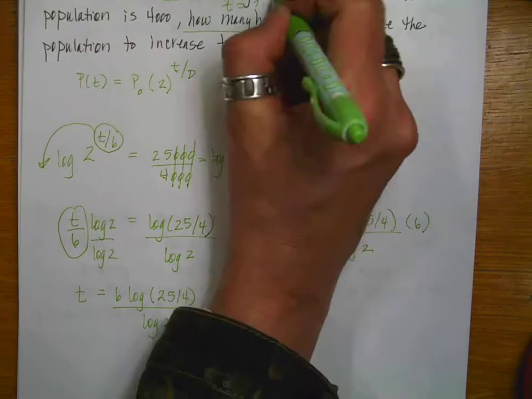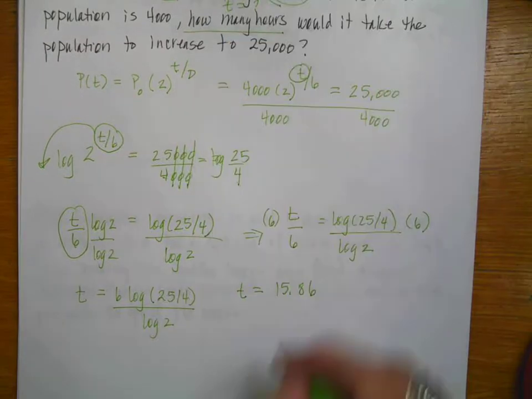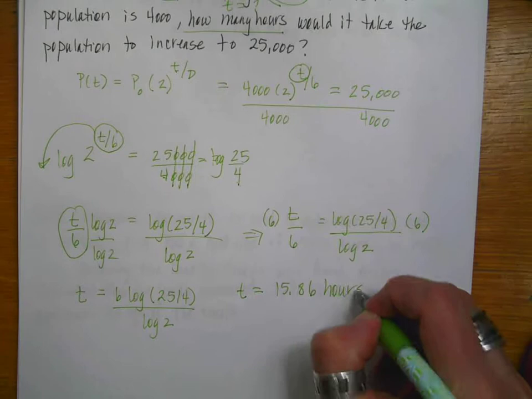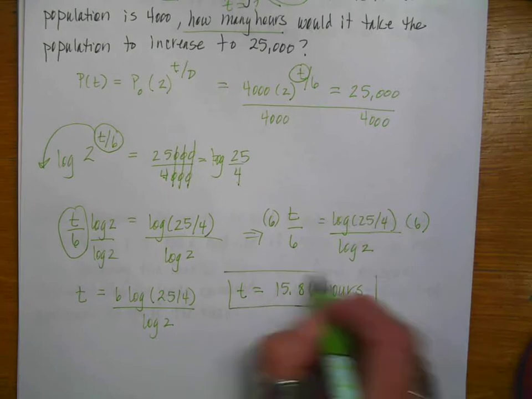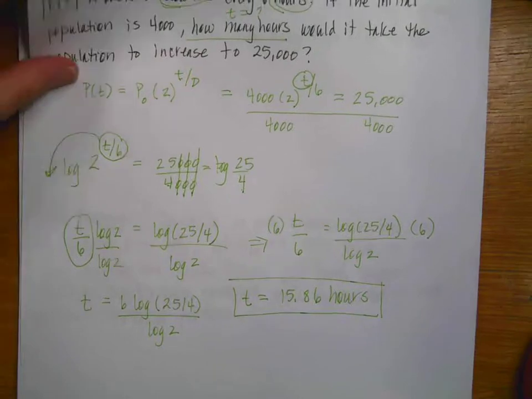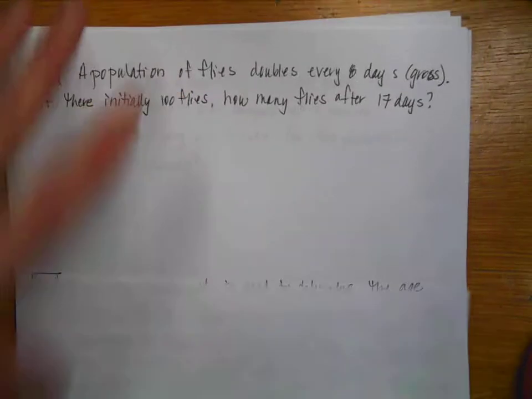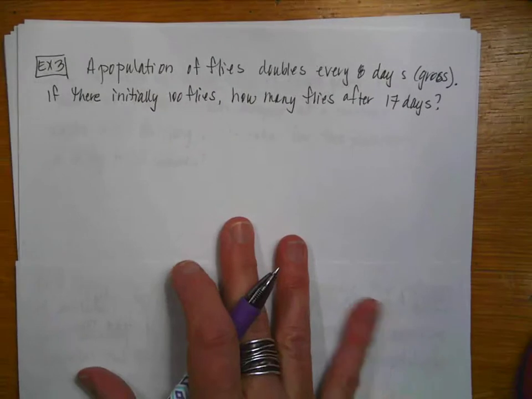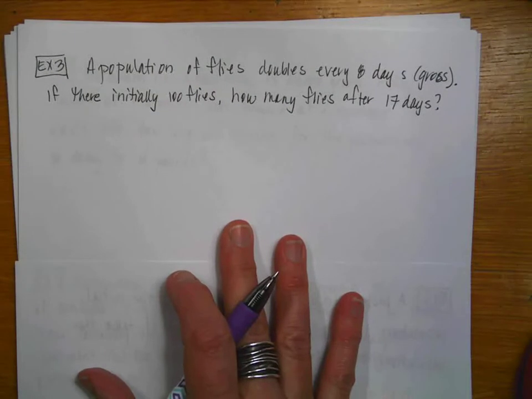15.86. And then we have to look back to the problem to know what our time units are, and it said that they were hours, and so then that would be the solution to my problem. So it's going to take 15.86 hours for the bacteria to reach 25,000. That's just disgusting.